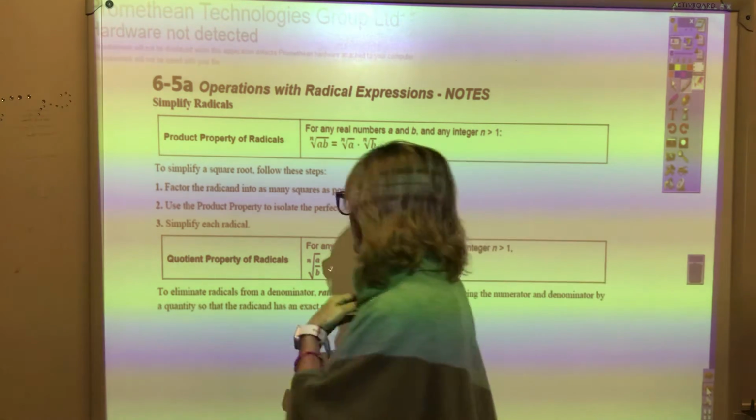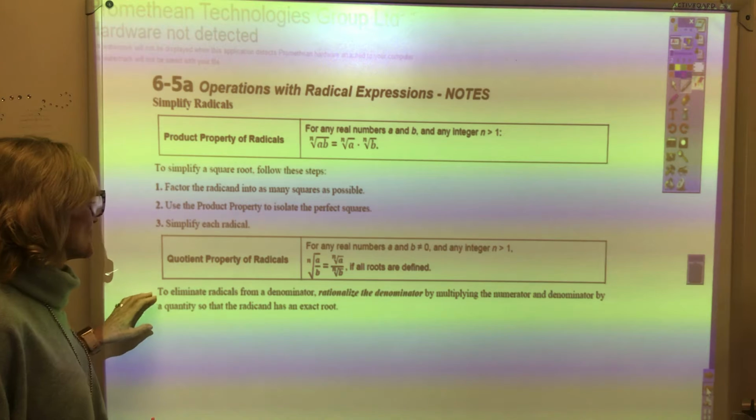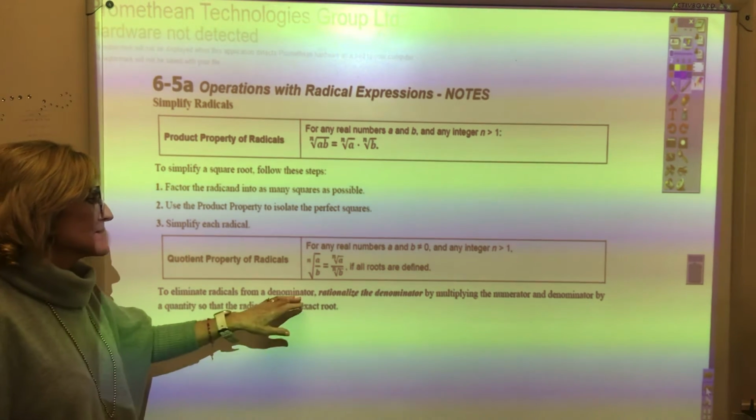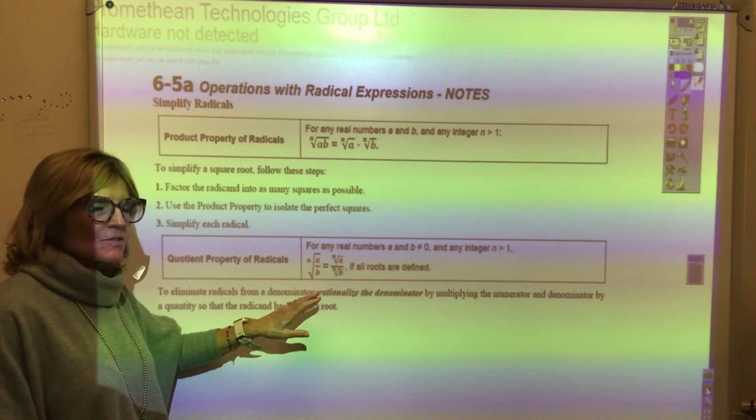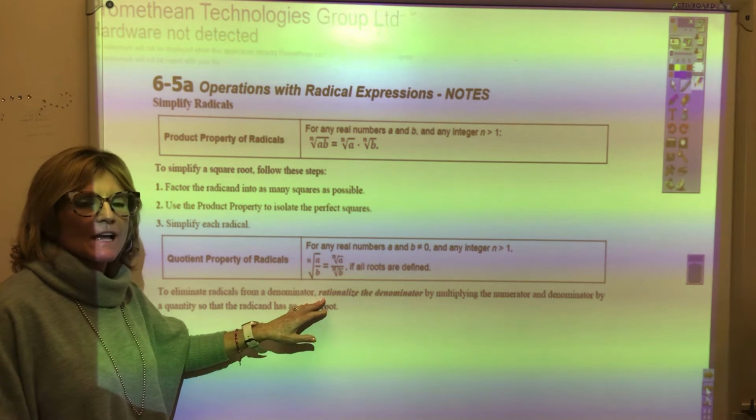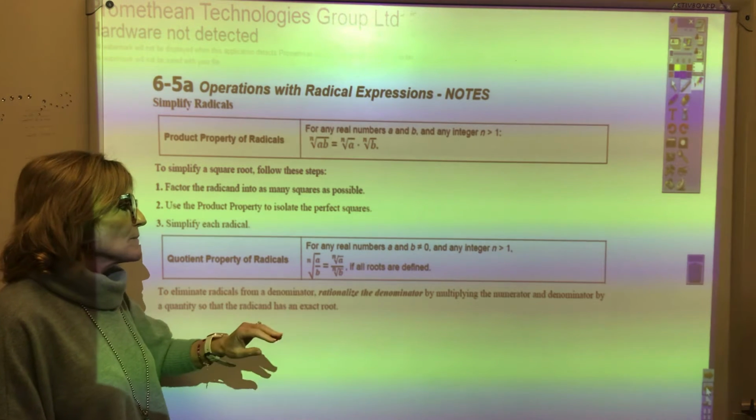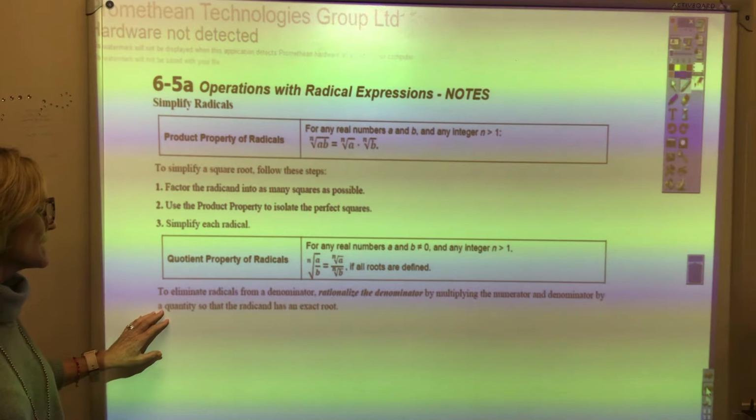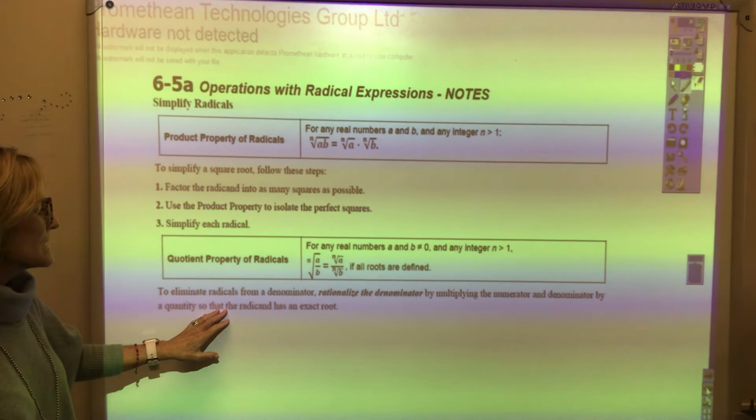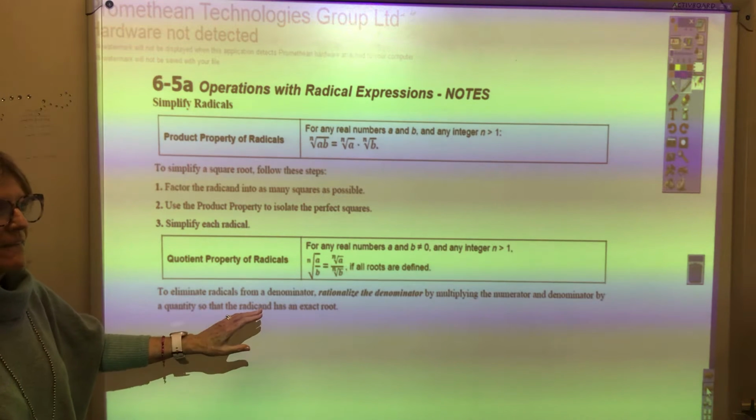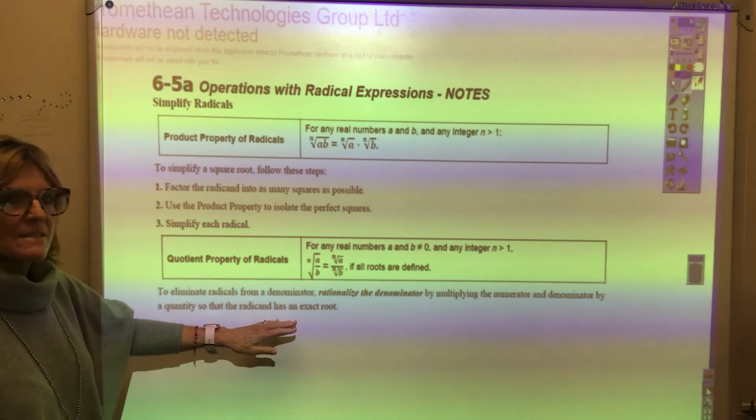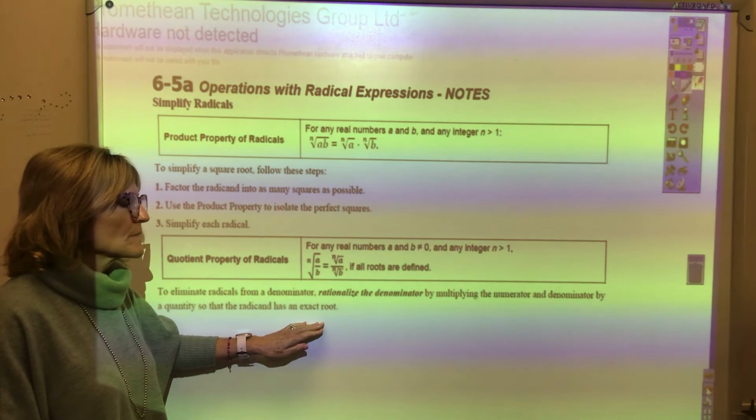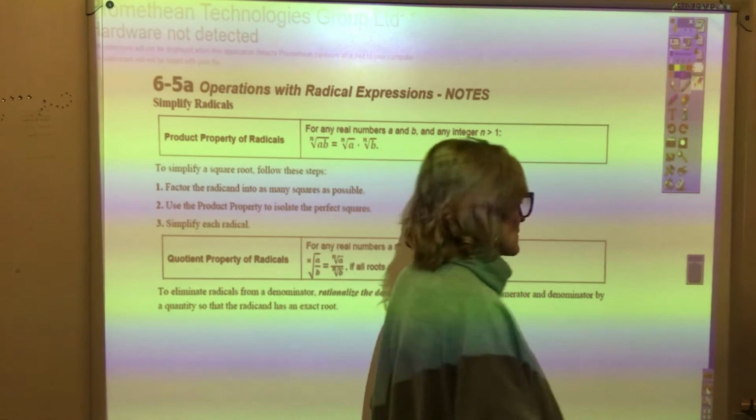Now, you're going to end up with radicals in the denominator, and we are going to do what's called rationalizing the denominator to get rid of the radical in the denominator. We can't have a radical in the denominator. So we multiply the numerator and the denominator by a quantity so that the radicand has an exact root. Now that is going to be hard for me to explain without showing you when we get to those examples, so that's what I will do. All right, so let's get started with a few examples.